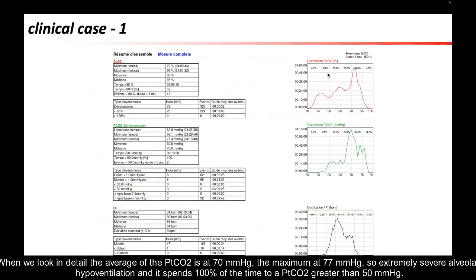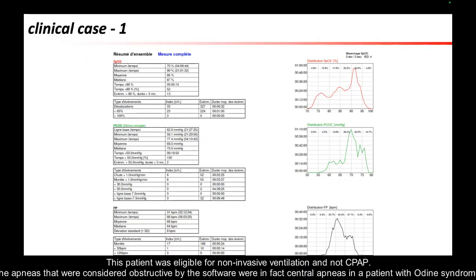When we look in detail, the average of the PtCO2 is 70 millimeters of mercury, the maximum 77 millimeters of mercury, so extremely severe alveolar hypoventilation, and he spends 100% of the time with a PtCO2 greater than 50 millimeters of mercury. This patient was eligible for non-invasive ventilation and not CPAP. The apneas that were considered obstructive by the software were in fact central apneas in a patient with Ondine syndrome.